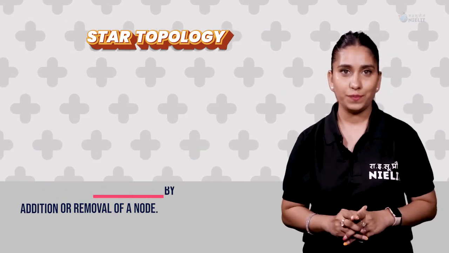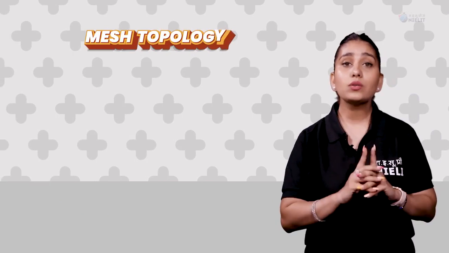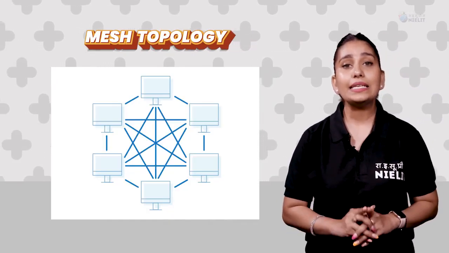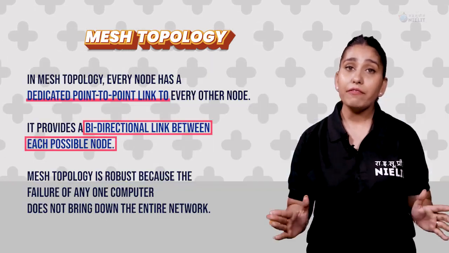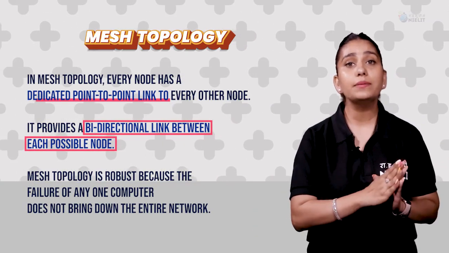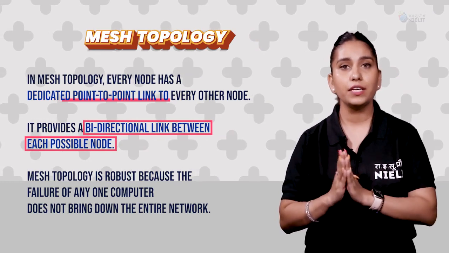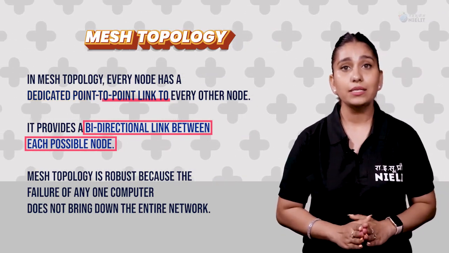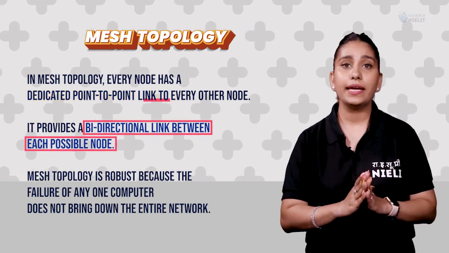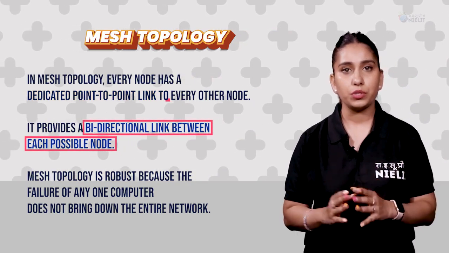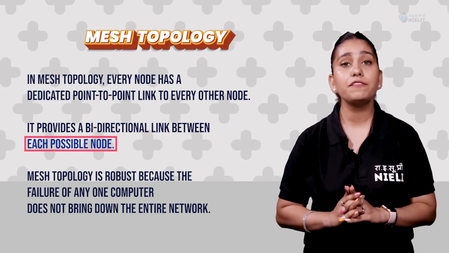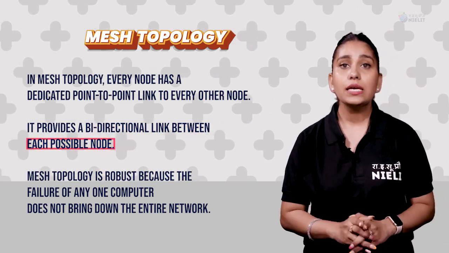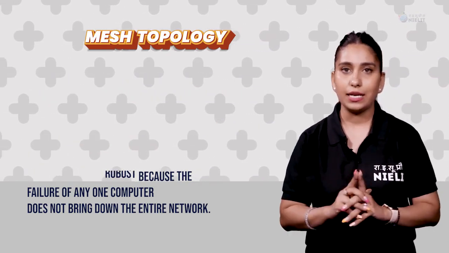Next up we have mesh topology. It is also known as completely interconnected topology. In mesh topology, every node has a dedicated point-to-point link to every other node. It provides a bidirectional link between each possible node. So mesh topology is robust because the failure of any computer does not bring down the entire network.